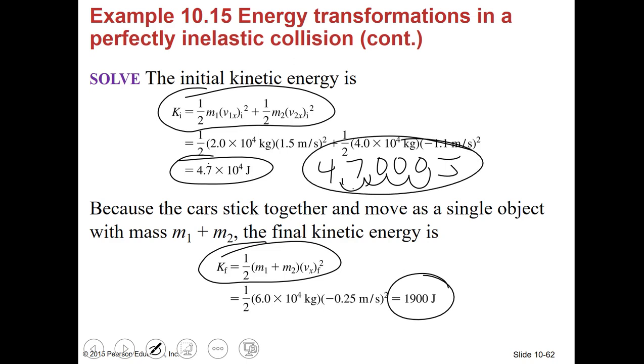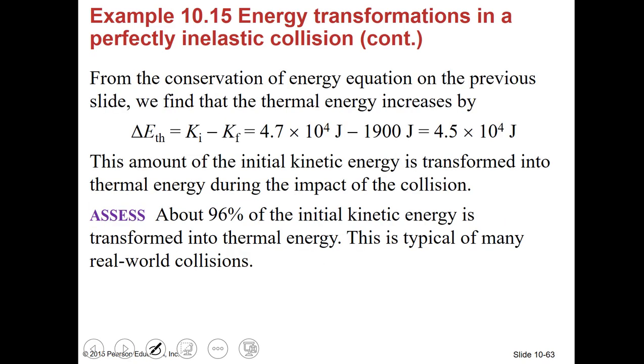That's a lot of joules that we've lost. We haven't really lost it. We don't have it in terms of kinetic energy anymore, but it became thermal energy. So the difference between 47,000 and 1900, where'd that energy go? Well, it went into thermal energy. The metal got deformed, actually heated up, that sort of thing. And there you see the amount. 96% of the initial kinetic energy is transferred into thermal energy.